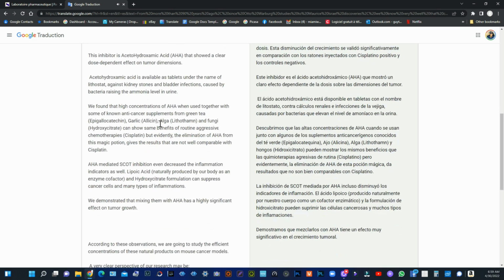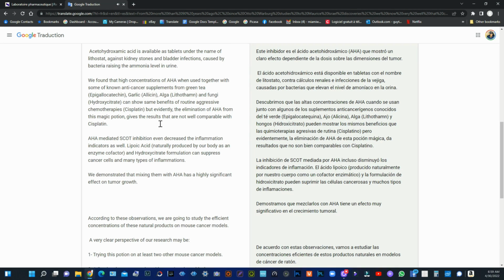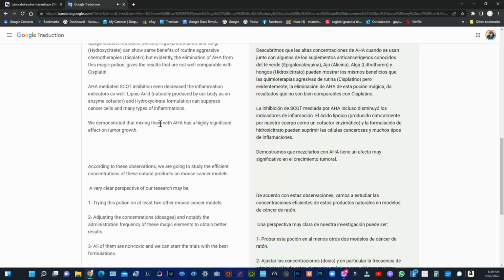We found that high concentrations of AHA when used together with some known anti-cancer supplements from green tea, epigallocatechin, garlic, allicin, alga, lithothamnion, and fungi, hydroxycitrate, can show the same benefits of routine aggressive chemotherapies, cisplatin. But evidently, the elimination of AHA from this magic potion gives results that are not well comparable with cisplatin. AHA-mediated SCOT inhibition even decreased the inflammation indicators as well.